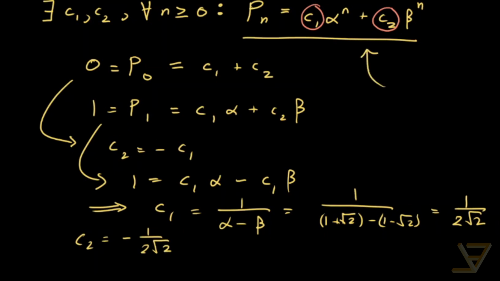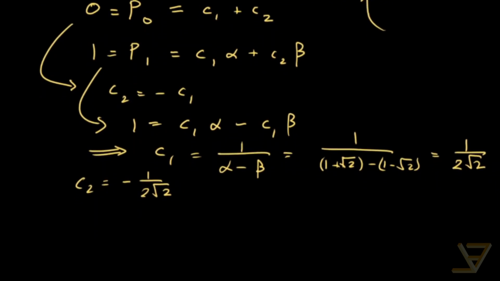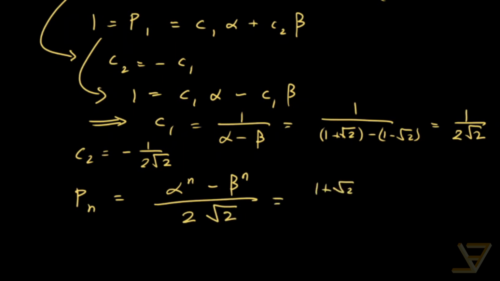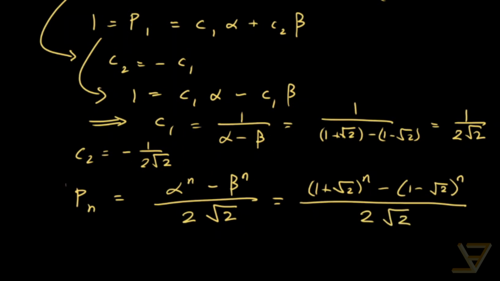And now we can just plug that into this formula over here. And we find that Pn in general for n greater than or equal to 0 is equal to alpha to the n minus beta to the n over 2 square root of 2. And that's equal to 1 plus the square root of 2 to the power of n minus 1 minus the square root of 2 to the power of n, divided by 2 square root of 2. And that is the formula for the nth Pell number.